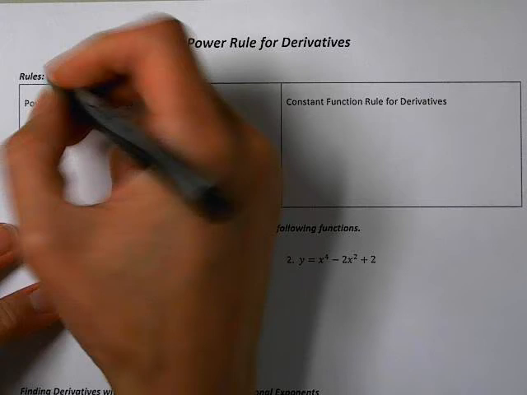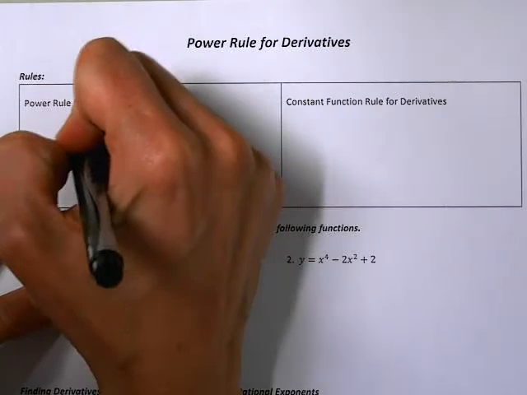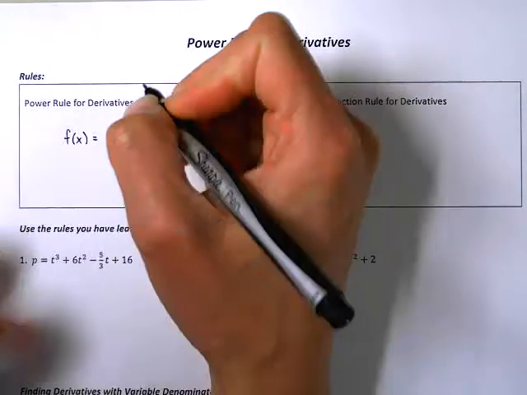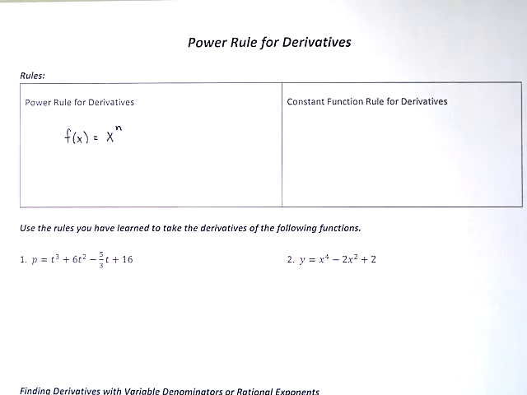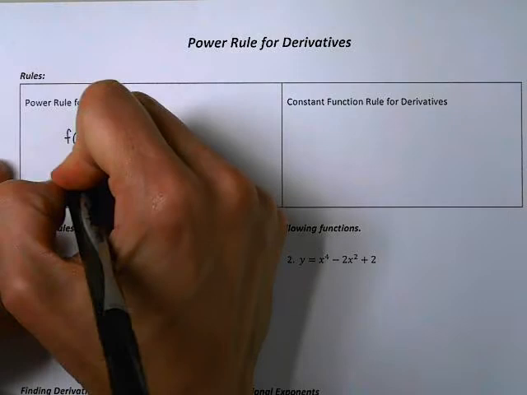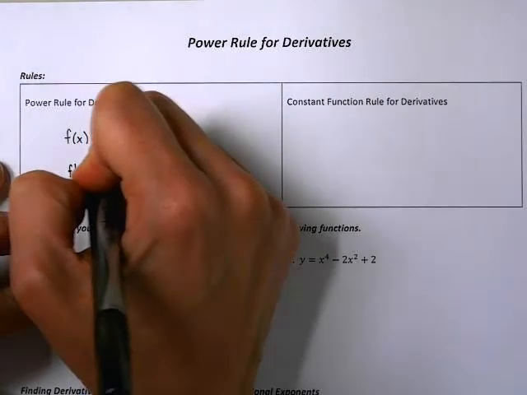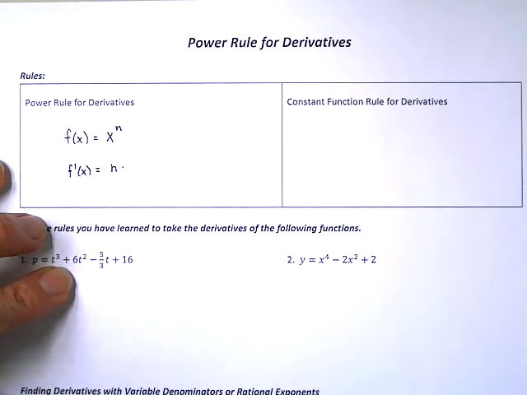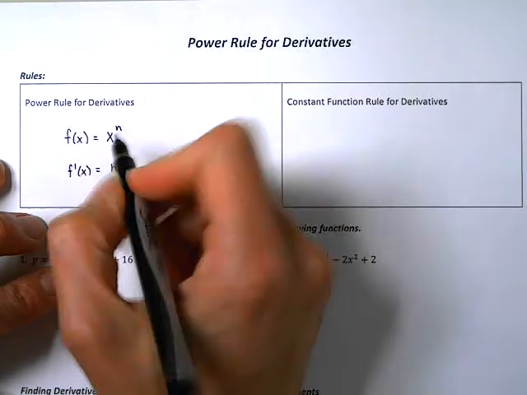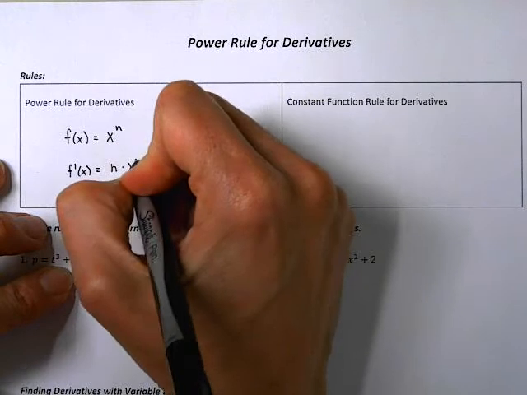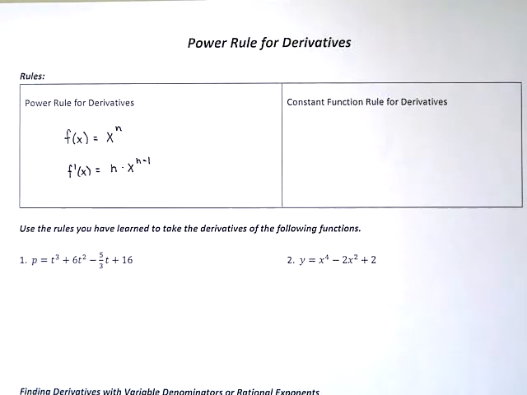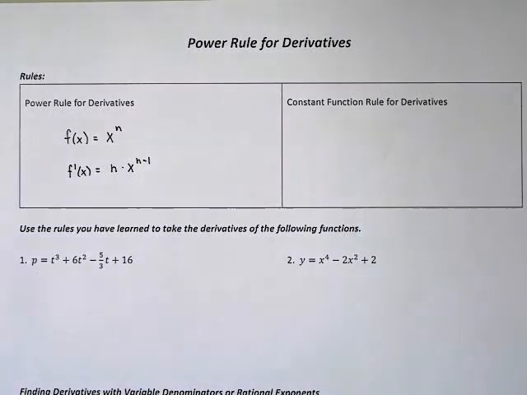If my function is x to the n, so I have some exponent n, then my derivative, what we saw happen is we take our exponent and we multiply that out front, so n times x, and now we subtract 1 for our exponent, so that exponent becomes n minus 1. And that's the very basic idea behind the power rule.